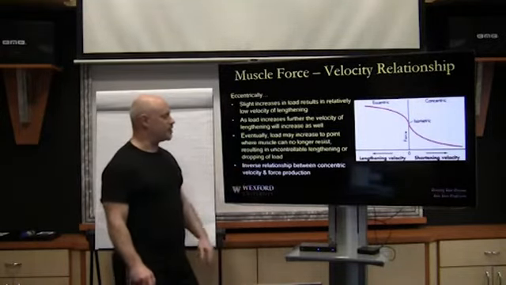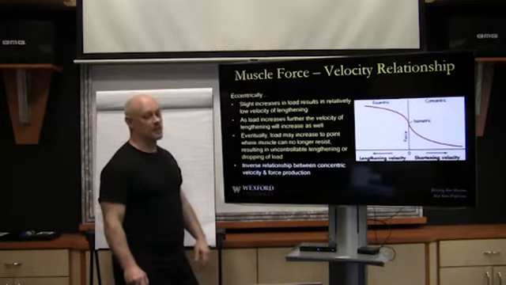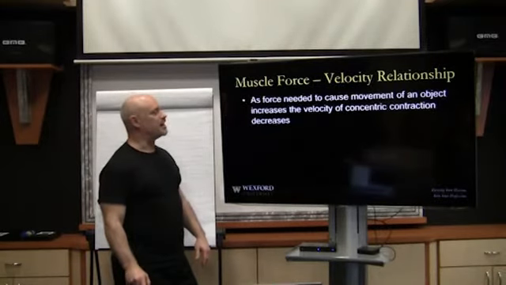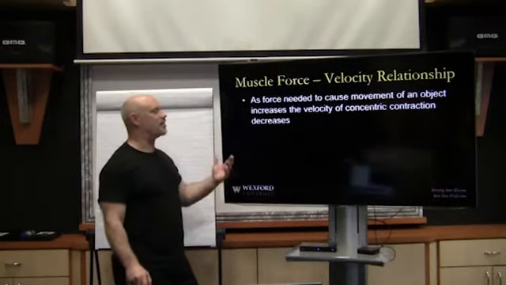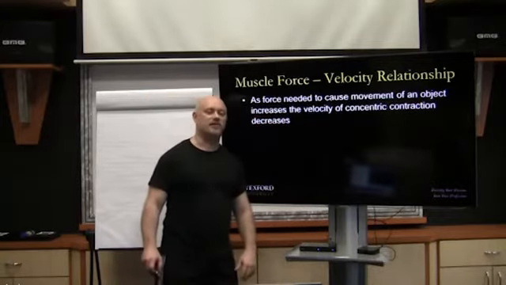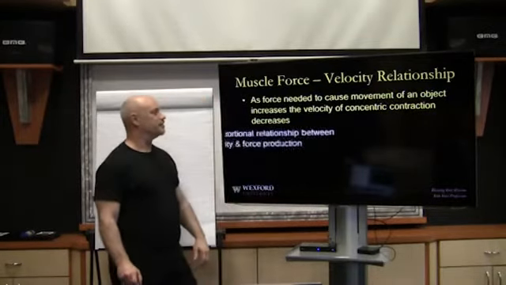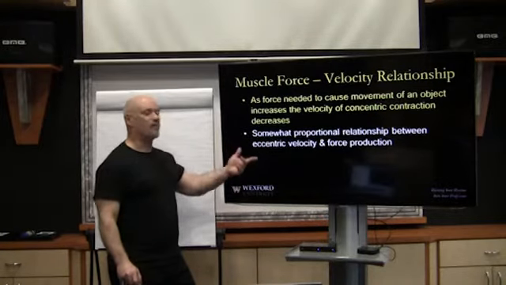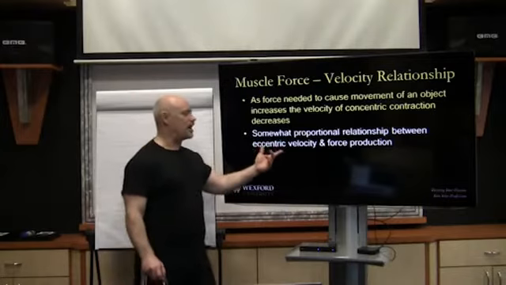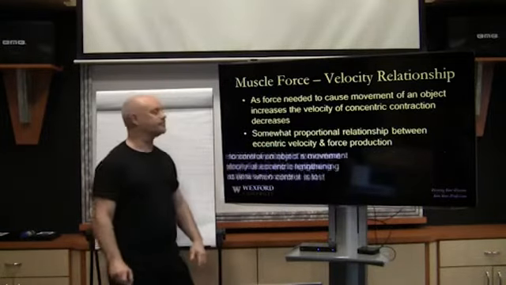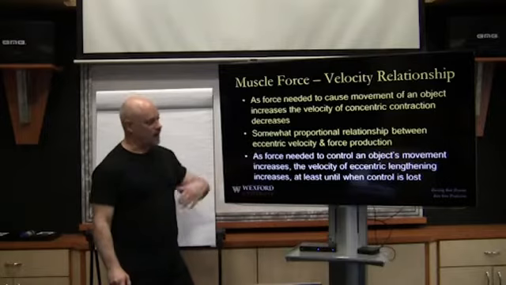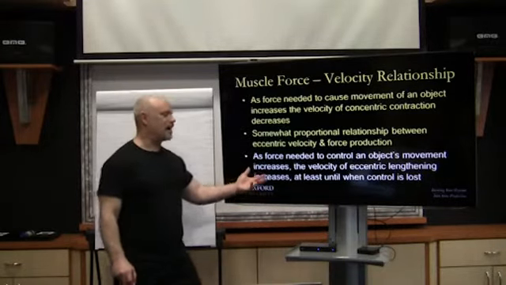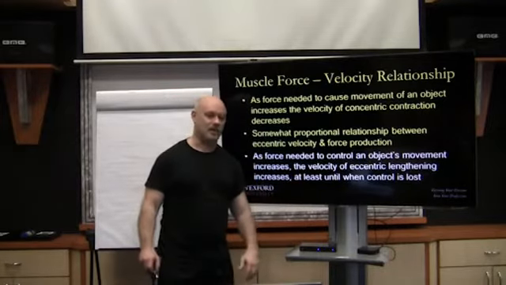It's an inverse relationship between concentric velocity and force production. As the force needed to cause a movement of an object increases, the velocity of concentric contraction decreases. There is a somewhat proportional relationship between eccentric velocity and force production. As you increase the load there, you can't control it anymore. As the force needed to control an object's movement increases, the velocity of eccentric lengthening increases, at least until the point where control is completely lost.